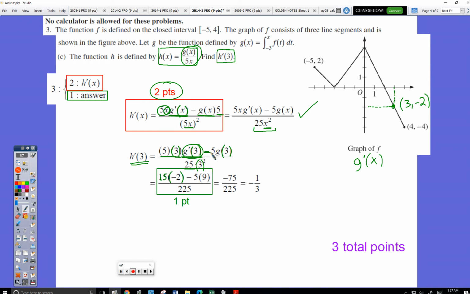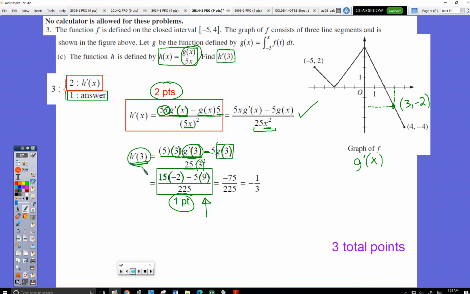Minus g of 3. That was found in part A to be 9. If you were unsuccessful with part A, you probably could just tell them, I'm going to assume that g of 3 is something, and then I think they'd still give you the point. You should stop at the green box. You shouldn't go further. That's finding h prime of 3.